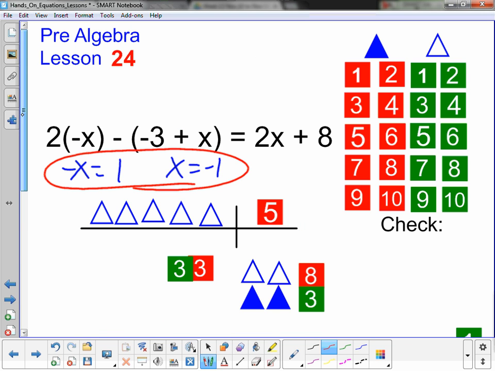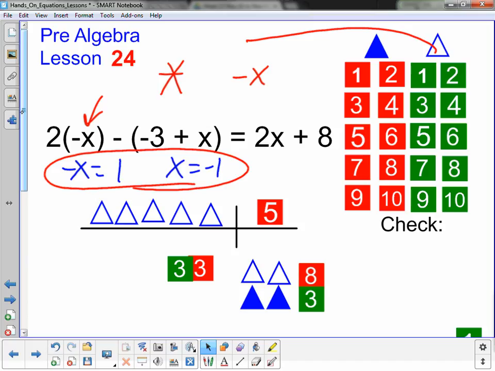So the big thing here is we're going back to the notation. Instead of star star, we're now looking at the opposite of x. Either way we do it, we're still representing that with that white triangle, that white peg. Okay, you can do it.